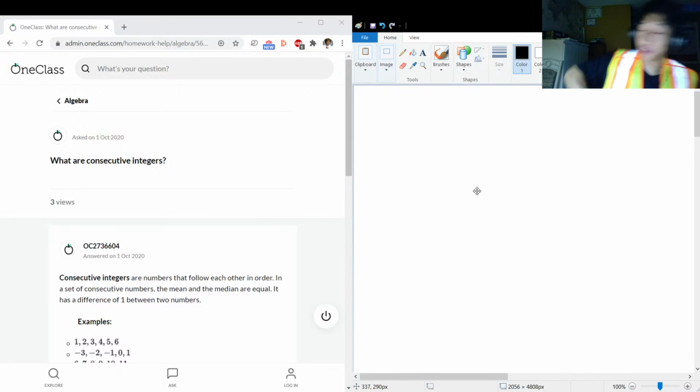Okay, the next question that we got on the menu today: what are consecutive integers? Well, let's first rewind a second. What is an integer? An integer. Whoops, gotta get the brush. Integer.